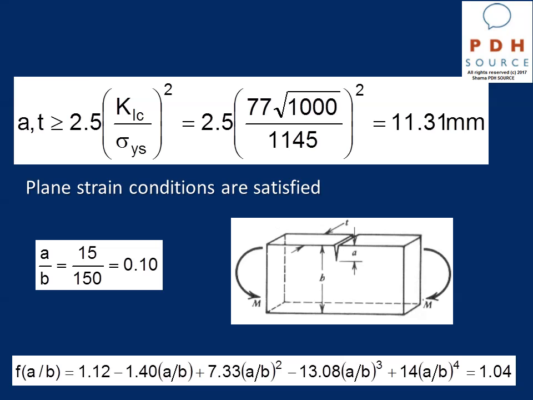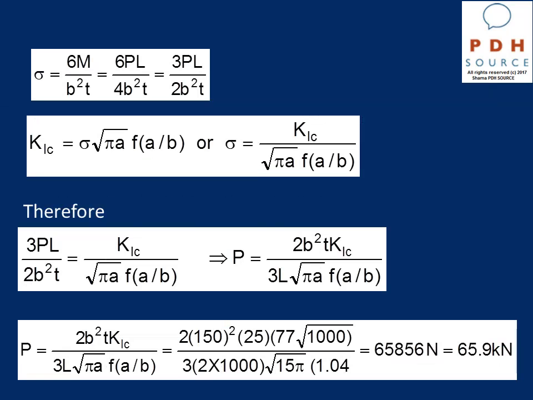F of a over b equals 1.04. Now the stress is equal to the moment divided by the section modulus, and the section modulus is t b squared over 6. The moment is P L over 4, so we end up with sigma, which is the stress, equal to 3 over 2 P L divided by b squared t.